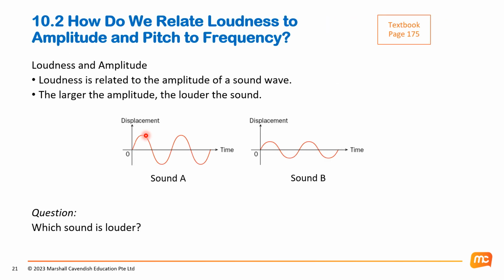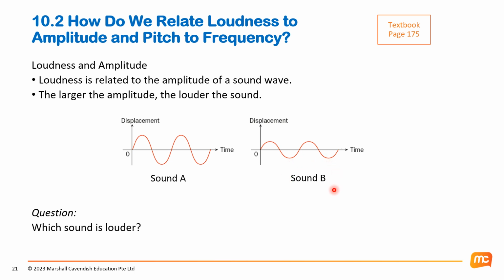So loudness is related to the amplitude of a sound wave. Recall from the previous parts that the amplitude is the magnitude of the maximum displacement. So the larger the amplitude, the louder the sound. So sound A over here would be louder than sound B. Okay, and this is what happens in the air as well.